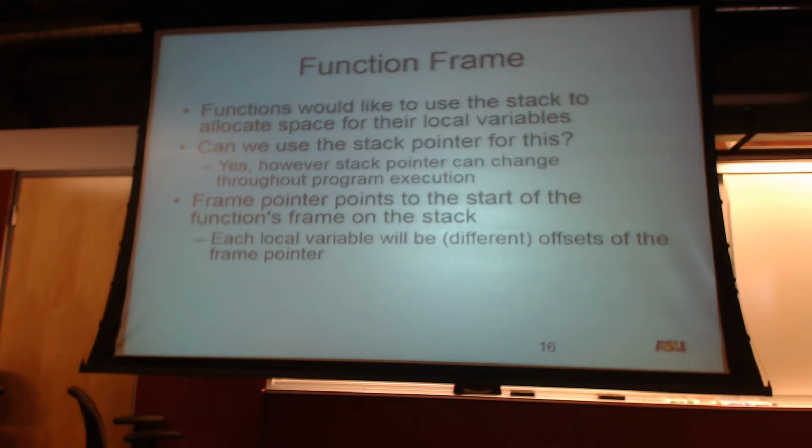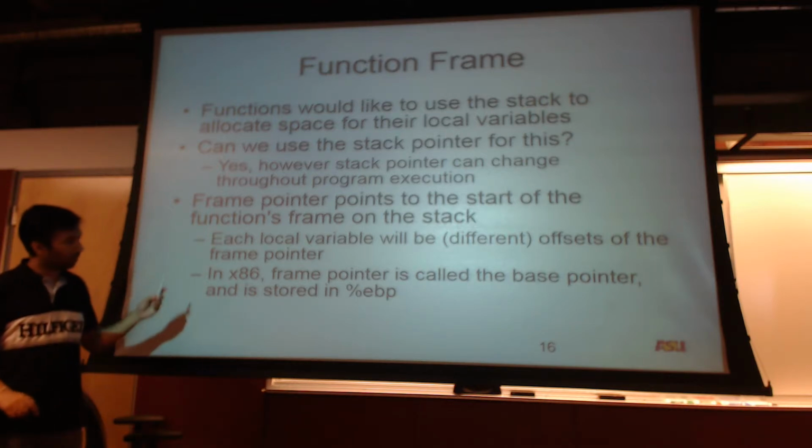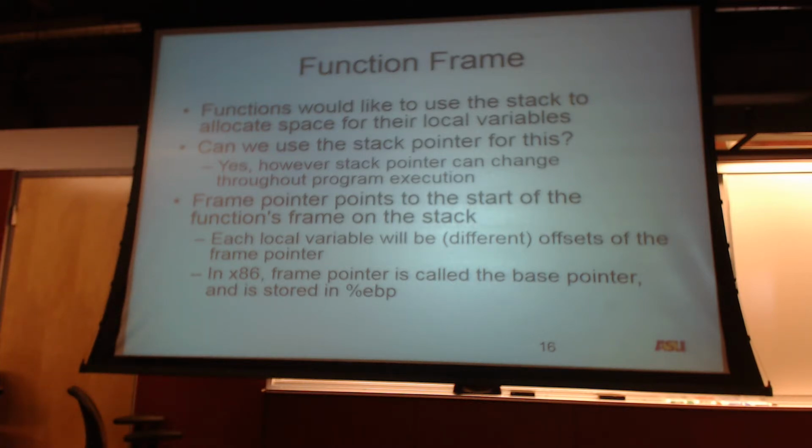So in the x86 architecture, the frame pointer is called the base pointer of a function, and is stored in EBP. EBP is a register to store the base pointer of a function frame. That frame pointer is also called the base pointer, and it is stored in the EBP register. So we'll see an example.